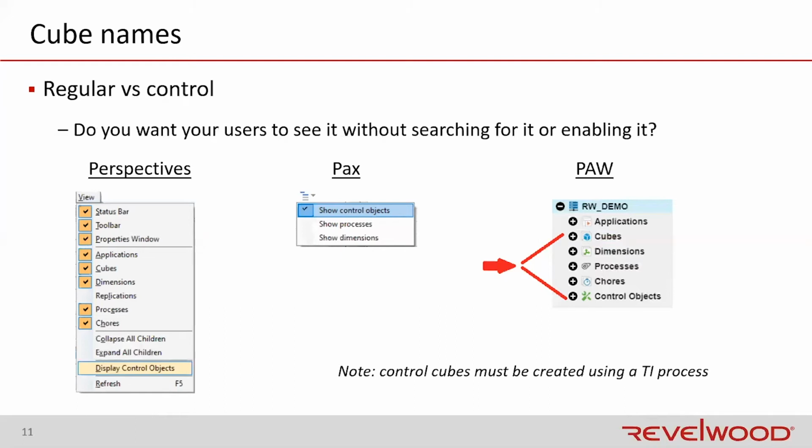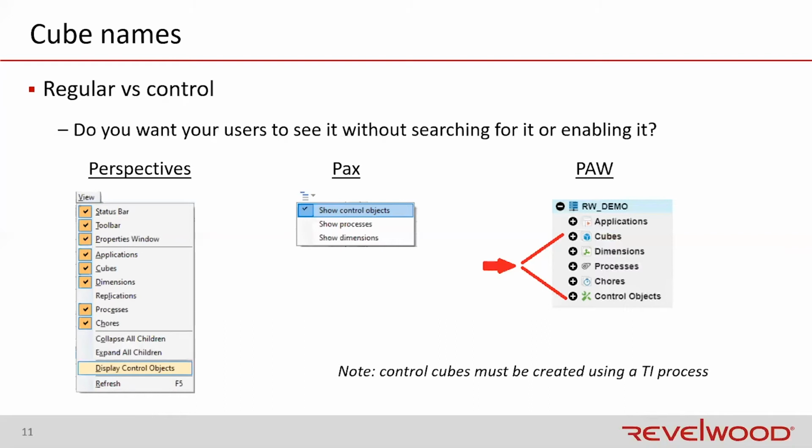But the question is, how do you want your cubes to be named? Do you want your users to see them without having to specifically search for them or turn it on? In Perspectives, to turn it on and off, you go to the View command, go into Display Control Objects, and it's as simple as that. All your squiggle cubes will appear. In Pax, similar concept. You go into your settings, and there's a checkbox to turn on or off control objects. PAW does it a little bit differently.